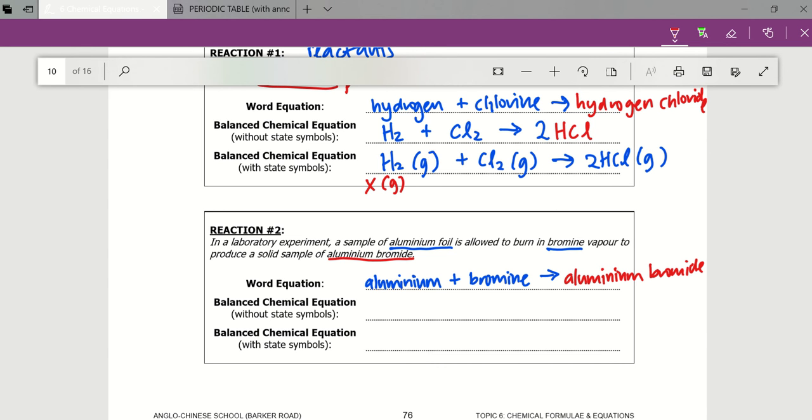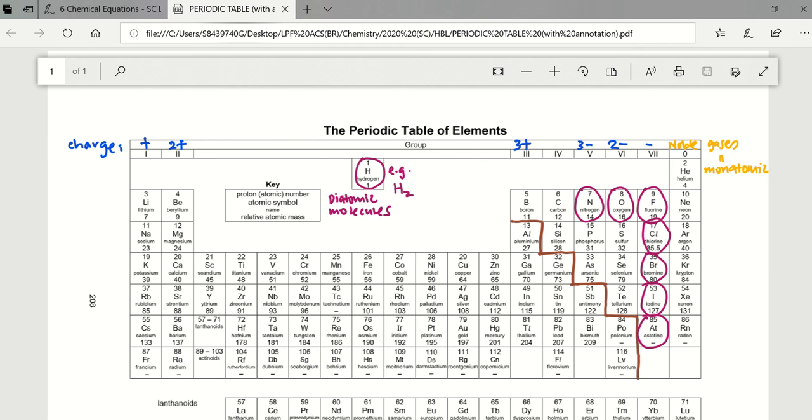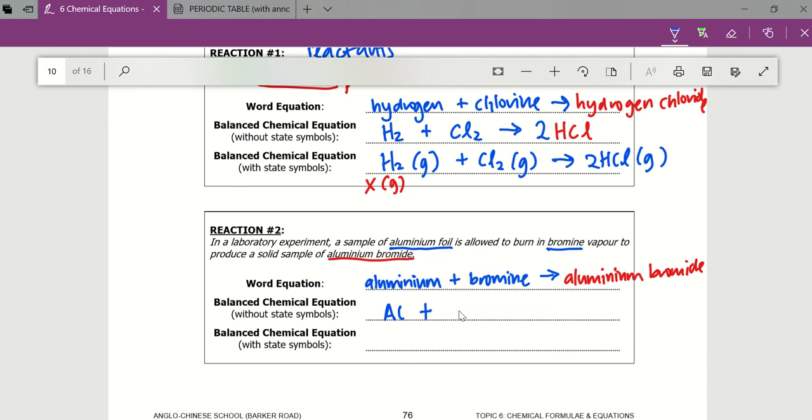So let's convert this into chemical formula. First one, for aluminium, this is an element, but it is a metal. For metals, can you please remember that for the formula of metals, it will just be the chemical symbol. So for aluminium, it is just Al. For bromine, if you remember in your periodic table just now, we circled the diatomic molecules. Bromine is over here, right? This is bromine over here, so it's diatomic, which is why this will be Br2, diatomic.